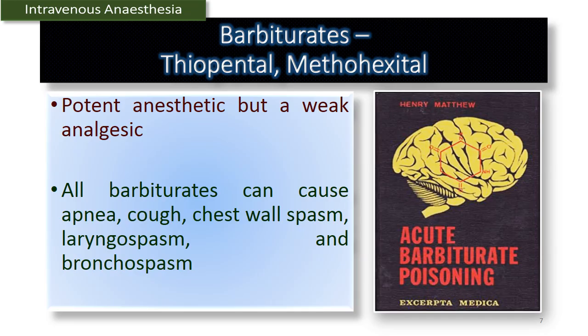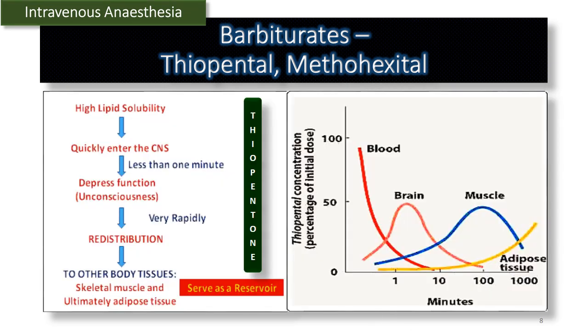All barbiturates are fast inducers. It is thiopentone sodium and methohexitone. It is a potent anesthetic agent but weak analgesic in actions. All barbiturates can cause acute toxicity, and it can be diagnosed as apnea, cough, chest wall spasm, laryngospasm, and bronchospasm. All barbiturates are highly lipid soluble, which quickly enters into the CNS in less than 1 minute and produces unconsciousness.